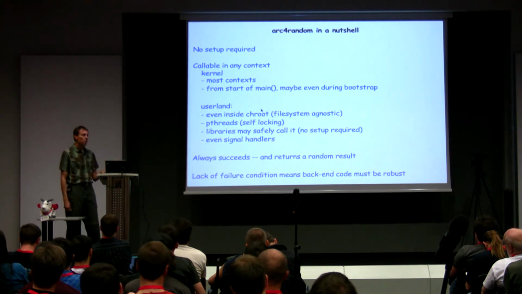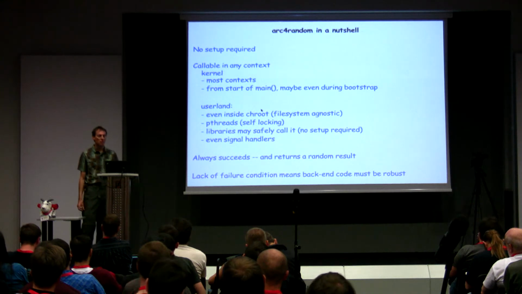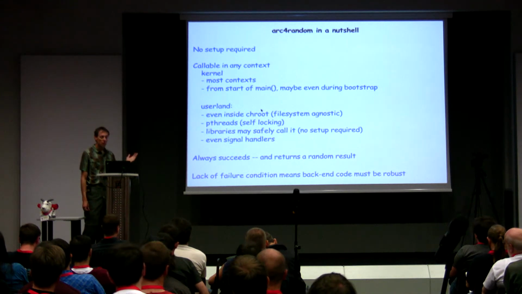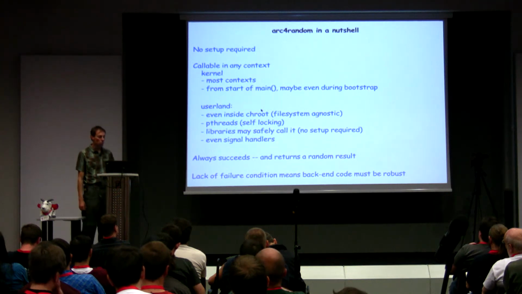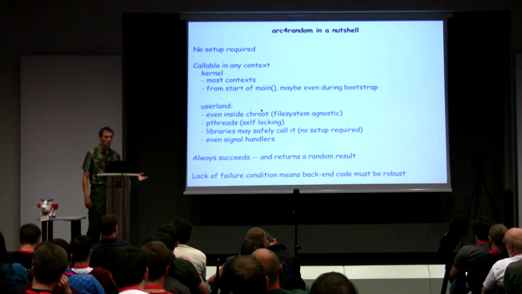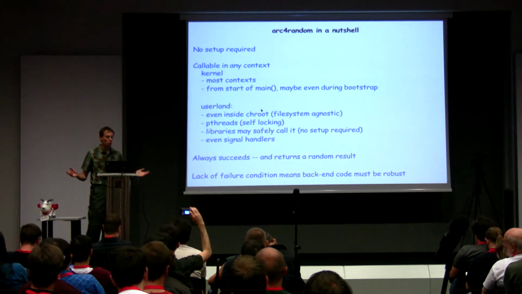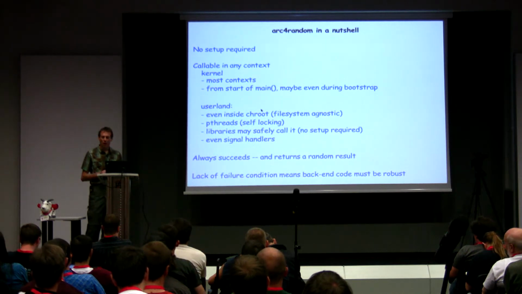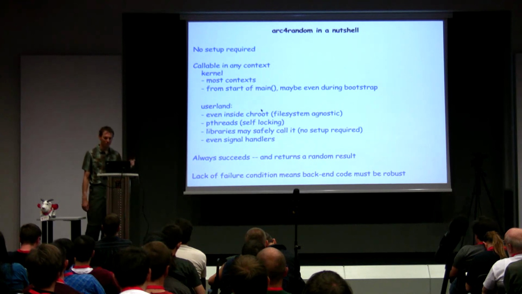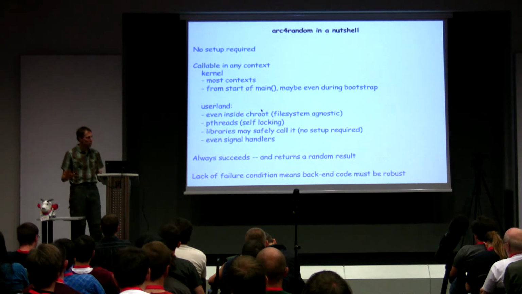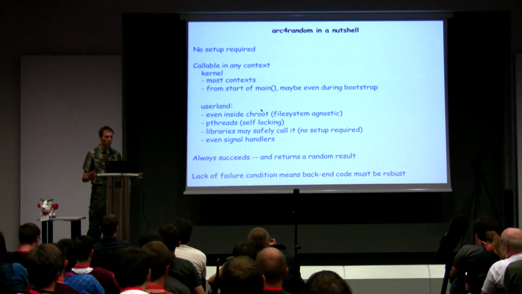Inside Userland, the function has no dependencies upon the file system, so you can run it inside chroot. It has locking for the stream, so you can run it inside pthreads. All libraries may call it safely. I think this is actually wrong. I don't think you can call it safely in signal handlers. So it always succeeds, and it returns your random result.